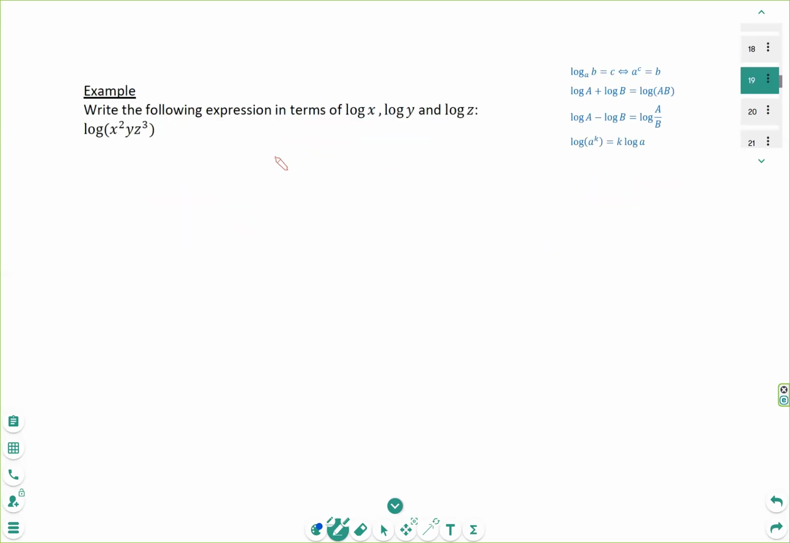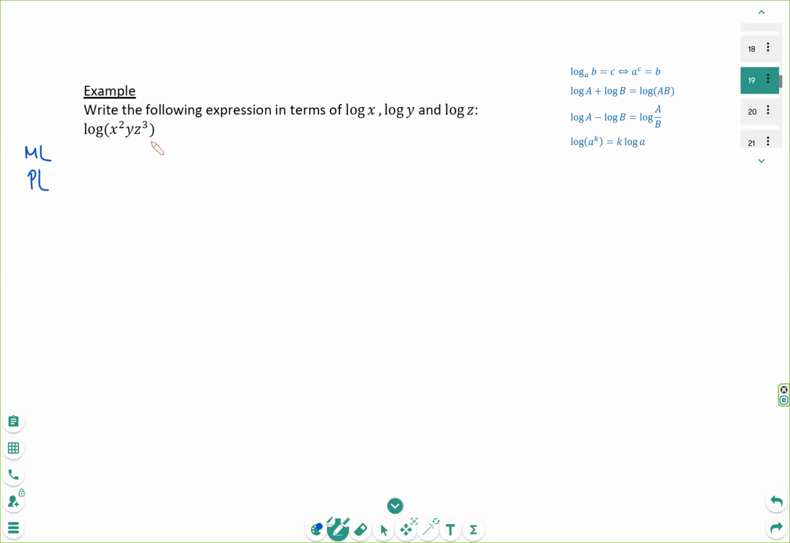So one more example. Write the following expression in terms of log x, log z, and log y. Have a look in here. Again, think about which laws apply in here. Now we can see they all multiply together, so clearly we'll do the multiplication law. I see a power as well, so we'll do the power law.